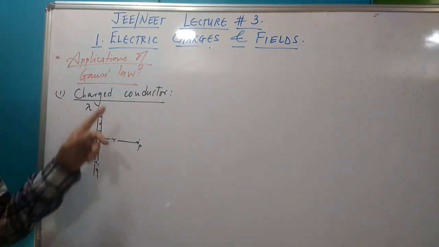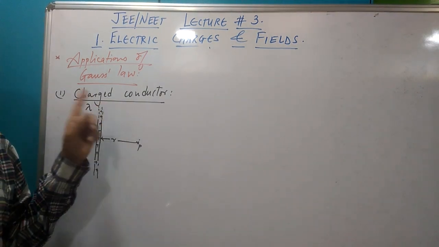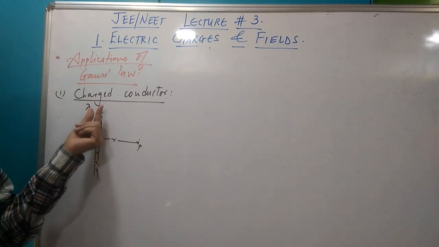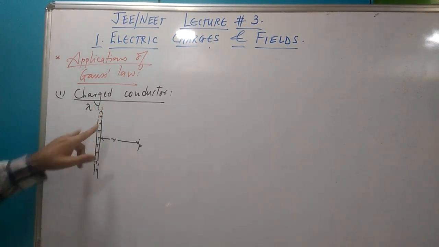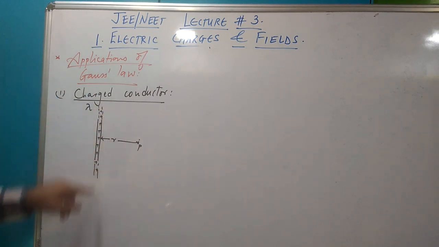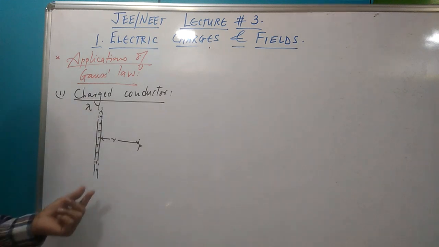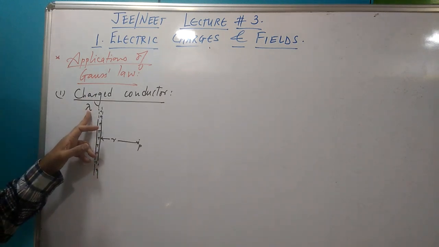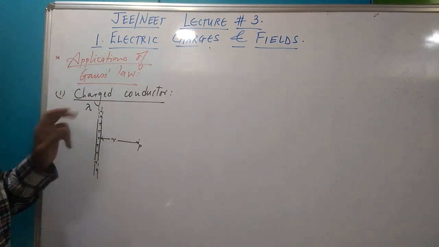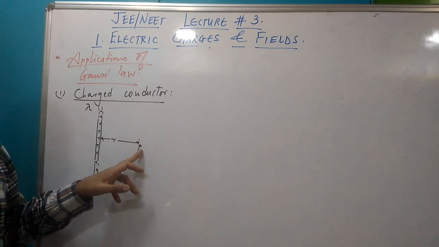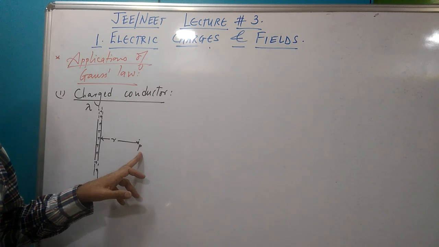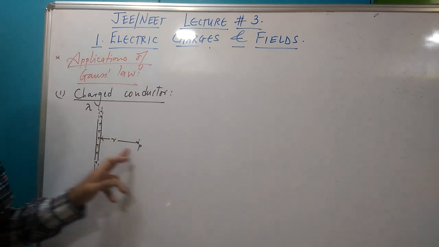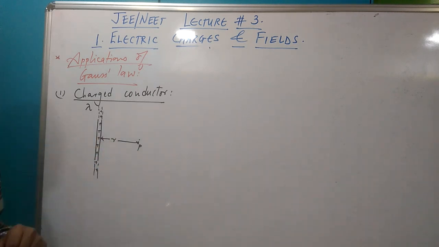Four main applications. The first is the electric field due to a charged conductor. Charged conductor means basically a wire. You can see this is a one-dimensional wire. Let us say it has been positively charged. And if it's a one-dimensional wire, we have linear charge density lambda. I would like to find out the direction and magnitude of the electric field at this point P, which is at a perpendicular distance r from this wire.